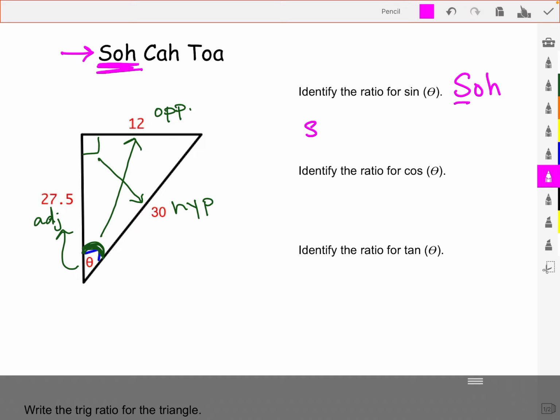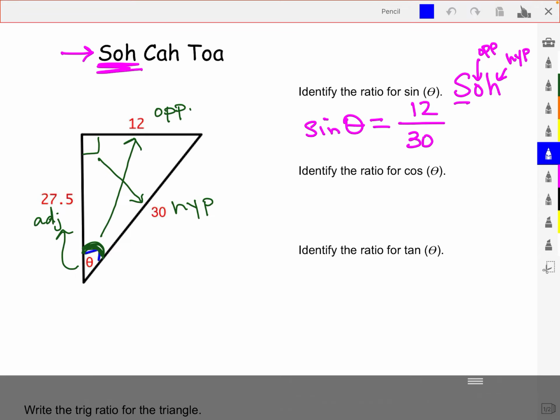So S stands for sine, so sine of theta equals, O stands for opposite, and H stands for hypotenuse. So opposite over hypotenuse. Opposite we already identified as 12. Hypotenuse we said was 30. So sine of theta equals 12 over 30.